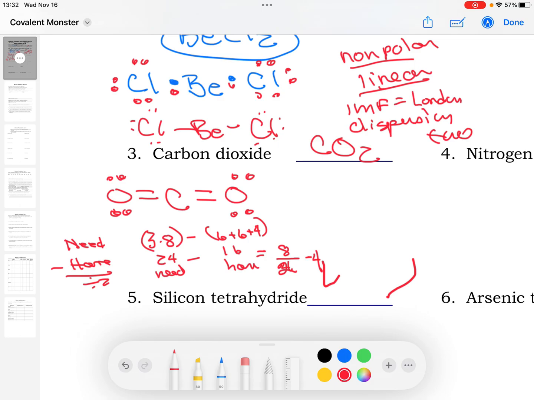You can see that I now have 4 bonds, 2 double bonds. This will be a linear molecule. It will be nonpolar. And my intermolecular force, since it's nonpolar, will be London dispersion force.